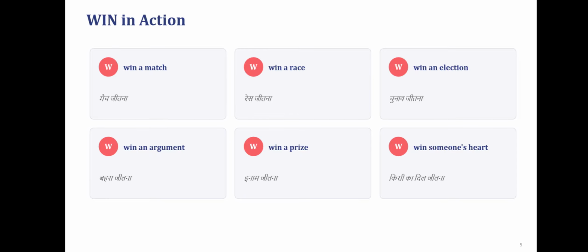Let's look at 6 more examples so this becomes automatic for you. You win a match. You win a race. You win an election. You win an argument. You win a prize. And my personal favorite, you can even win someone's heart. Notice something? In every single example, after the word win, we have a thing, never a person by themselves. Keep this in mind because it's about to become very important.